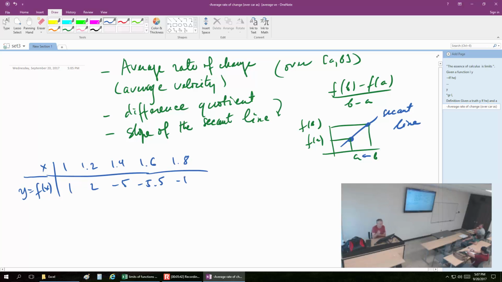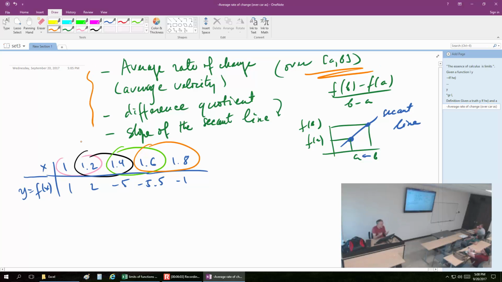-1. Okay, and then right away you have a bunch of intervals, right? So one interval and then another interval like this. So each pair of consecutive numbers on the x-axis might serve as the interval ab, and over that interval you will be computing all of these, well, the same thing.